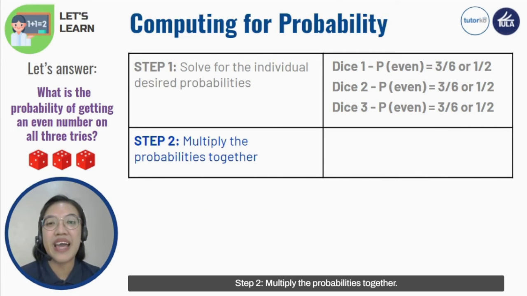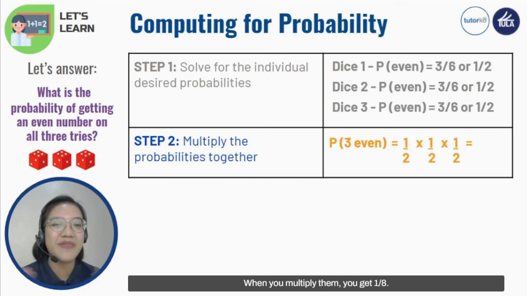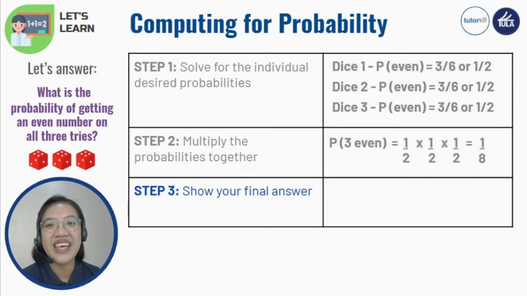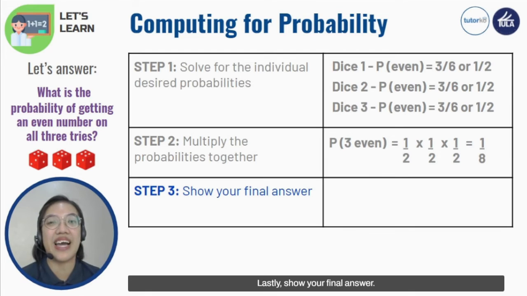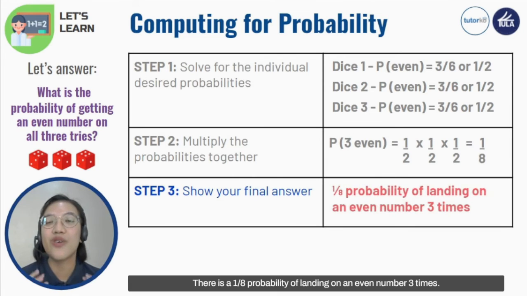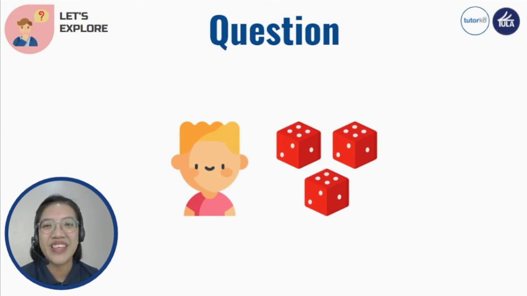Step 2, multiply the probabilities together. Tingnan natin yung sagot sa step 1, tapos i-copy sa baba. So we have 1/2 times 1/2 times 1/2. When you multiply them, you get 1/8. Lastly, show your final answer. There is a 1/8 probability of landing on an even number 3 times.